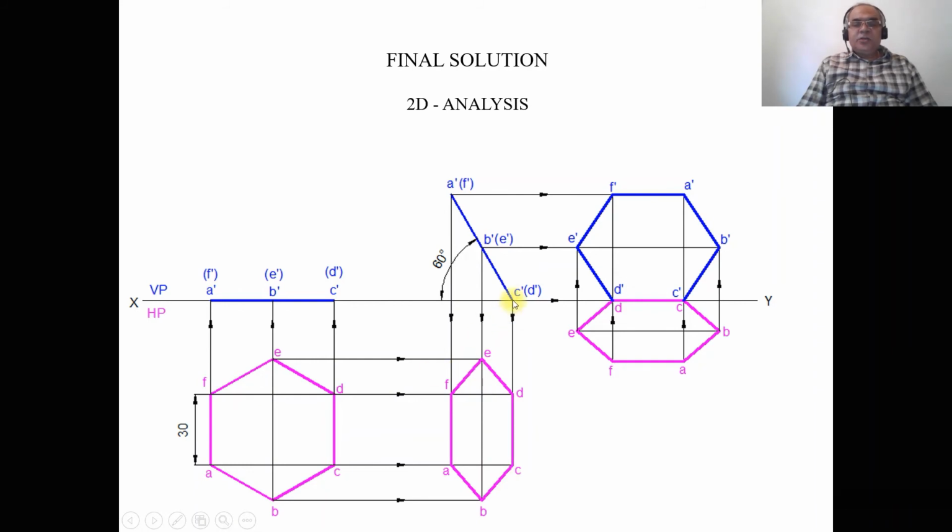Now, as the side is resting on HP, the same side has to rest on VP. The same side now is perpendicular to VP. Now we rewrite the same sketch by rotating at an angle of 90 degrees in the counterclockwise direction.